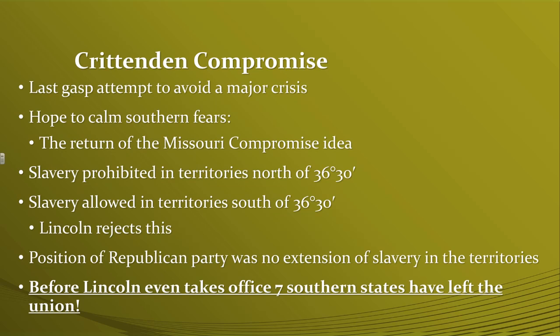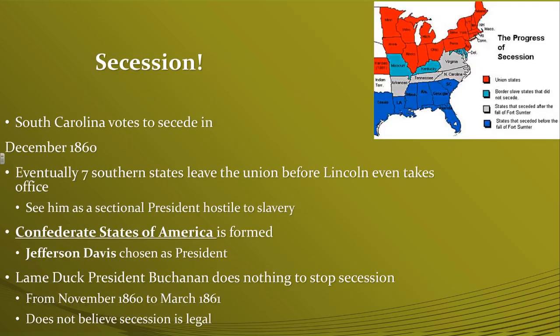One last attempt to prevent the inevitable, basically, the Civil War: the Crittenden Compromise, the last gasp effort to avoid the major crisis. They said, hey, listen, why don't we return the Missouri Compromise idea of the 36°30′ line? Nothing above that line can be slave from here on out. Everything below must be slave. Lincoln, who is the newly elected president in 1860, says, no, I'm good, no thank you, and that means more states are going to secede from the Union.